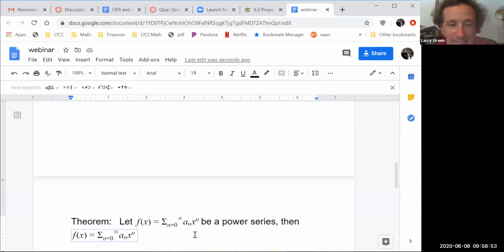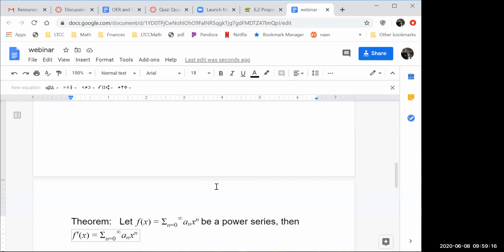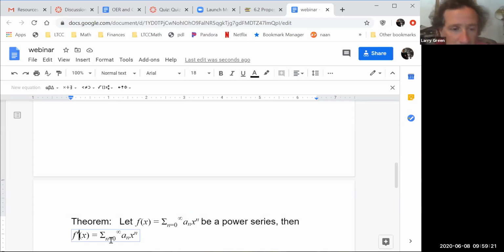How do you differentiate? I'm going to write down the theorem, but I bet you could write it down without me even saying anything. How do you take a derivative of this? I'll start with f prime of x. Well, how do you take a derivative of a big addition problem of a constant times x to the n? Power rule. So it's just a basic power rule. And power rule says the derivative of a constant times x to the n is the constant times n times x to the n minus 1.